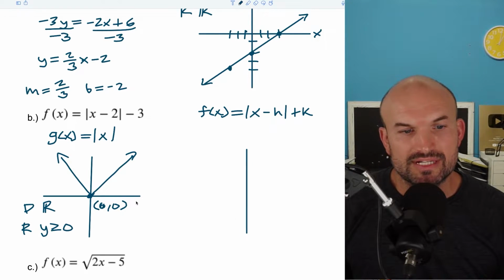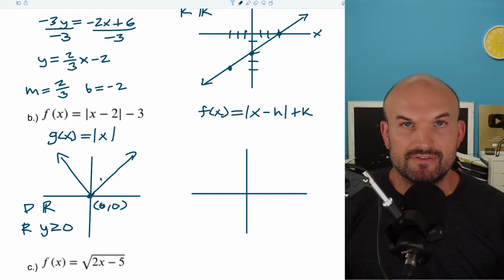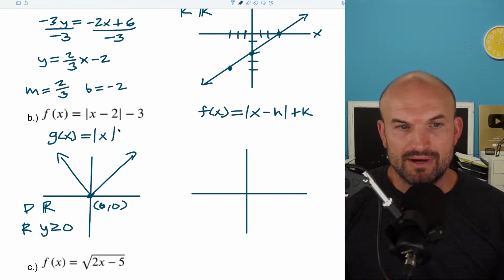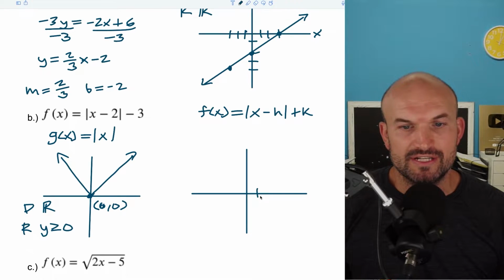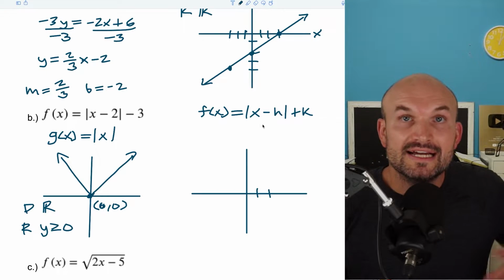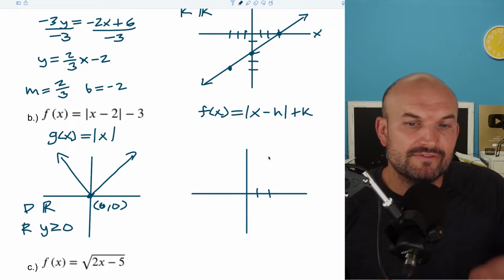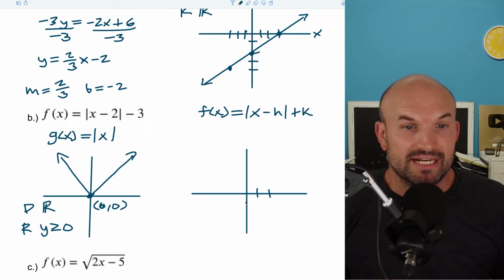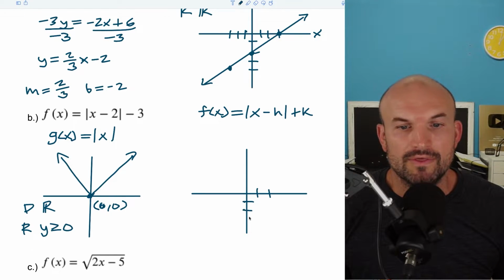So the reason why it's important to know this one point is that rather than trying to graph multiple points of my function, I can just take the one point I know and apply the transformation. So that's going to be shifted 2 units to the right. And then this -3, which is my k, is going to be your vertical translation. When this is negative, you actually are going to go down that many units. So in this case, that's going to be going down 3 units.